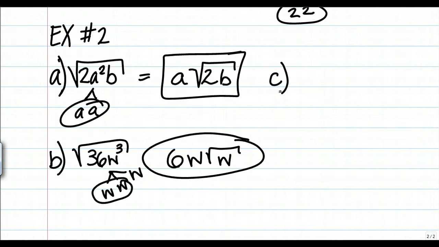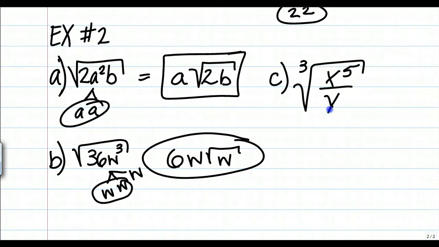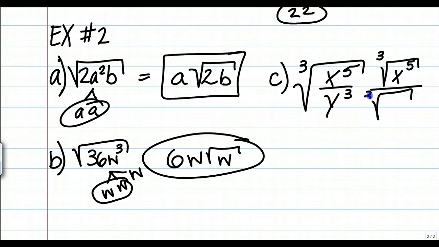C. What if I had the cube root of x to the 5th, y to the 3rd? So on this one, we have to find buddies of 3 for our x. So we can split this cube root, and it's going to be x to the 5th over the cube root of y to the 3rd.